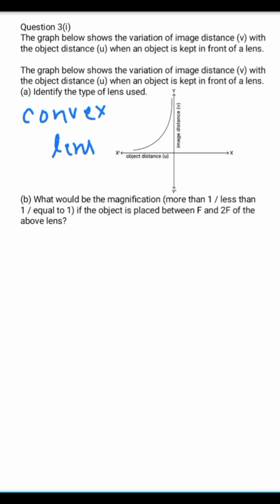Now the next question is, what would be the magnification if the object is placed between f and 2f? If the object is placed between f and 2f, the image will be formed beyond 2f, and we know that the image formed will be larger in size. So the magnification will be more than 1. Hopefully you have understood this question. Let's move on to the next one.